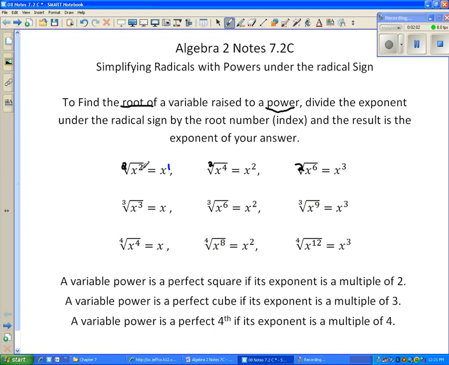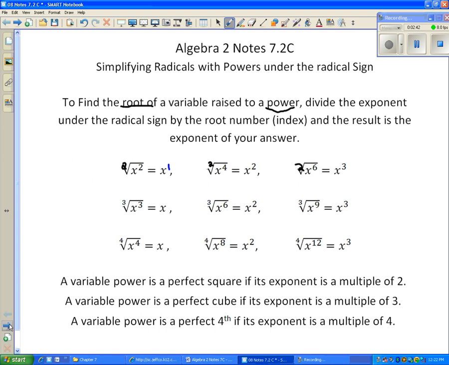X squared, 2 is a multiple of 2, so that's a perfect square power. X to the fourth, 4 is a multiple of 2, so that's a perfect square power. X to the sixth, that's a multiple of 2, so that is a perfect square power. But x to the sixth is also a multiple of 3, so it's a perfect cube power. 12 is a multiple of 4 and a multiple of 3 and a multiple of 2, so 12 is a perfect fourth power. It's also a perfect cube power and a perfect square power.